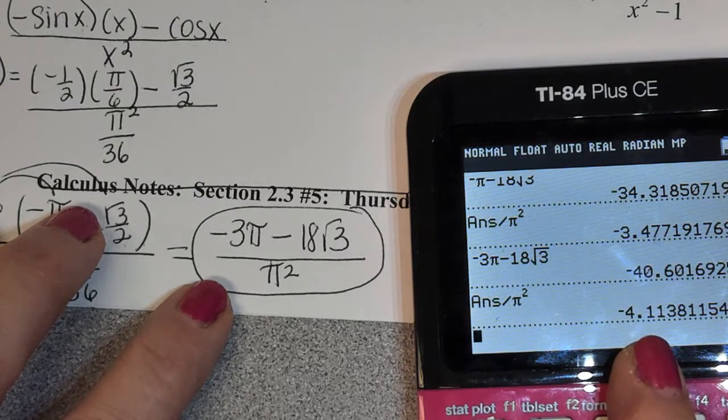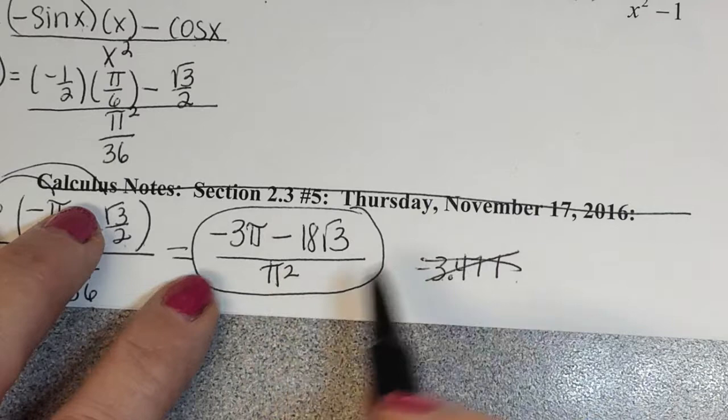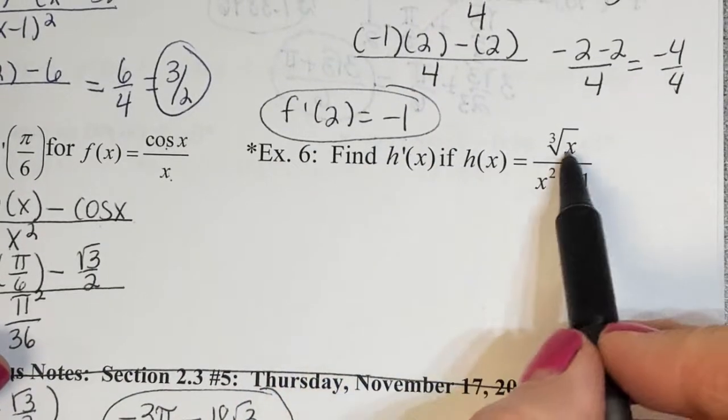This would just be the approximate answer. So you should not give that answer. That's just approximate, and that's exact. Okay, but see how you can check it. All right, let's look at example 6 now.